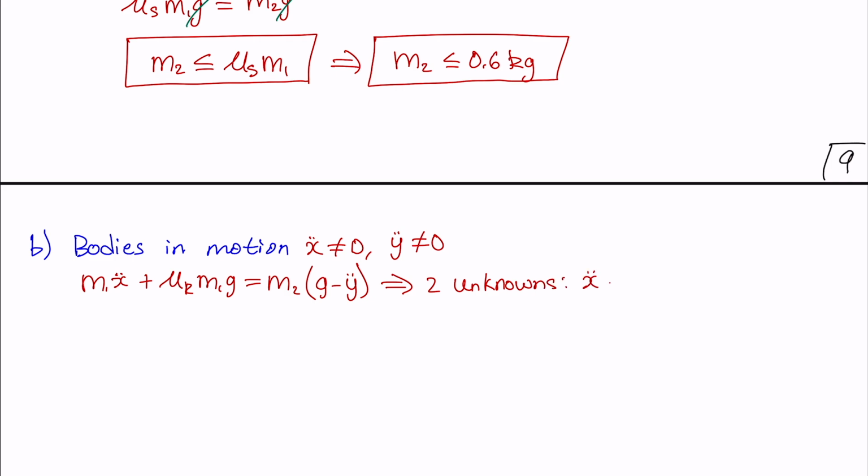How many equations do we have? Can we solve this? So we have 1 equation, 2 unknowns, so no, we cannot solve this. Is there something that we are missing? Well, we need another equation. Where can we get an equation from?